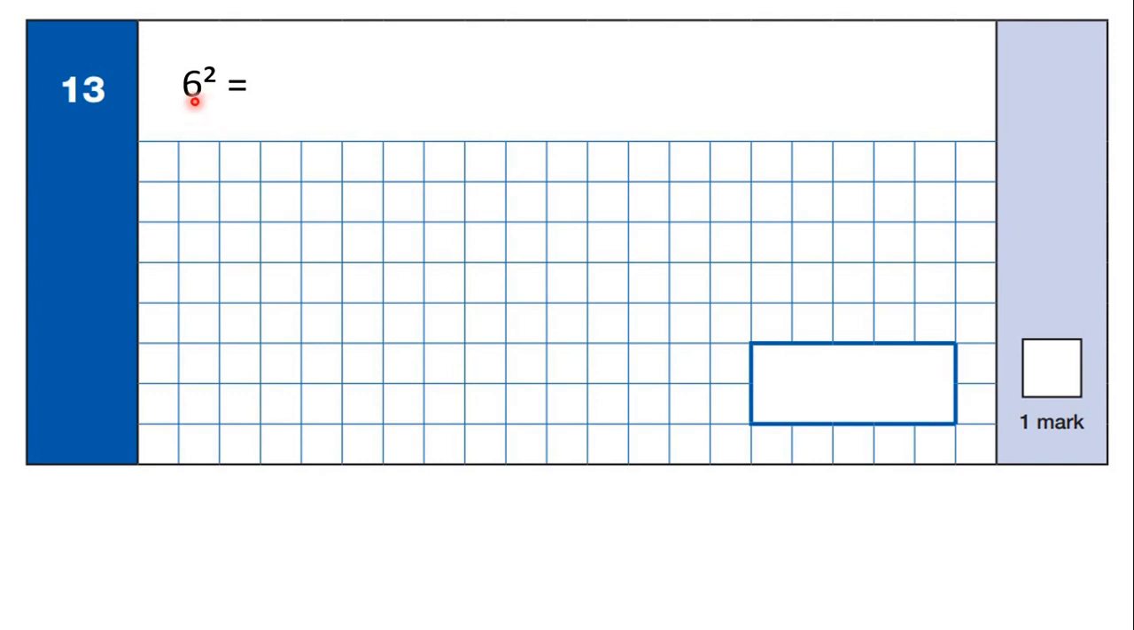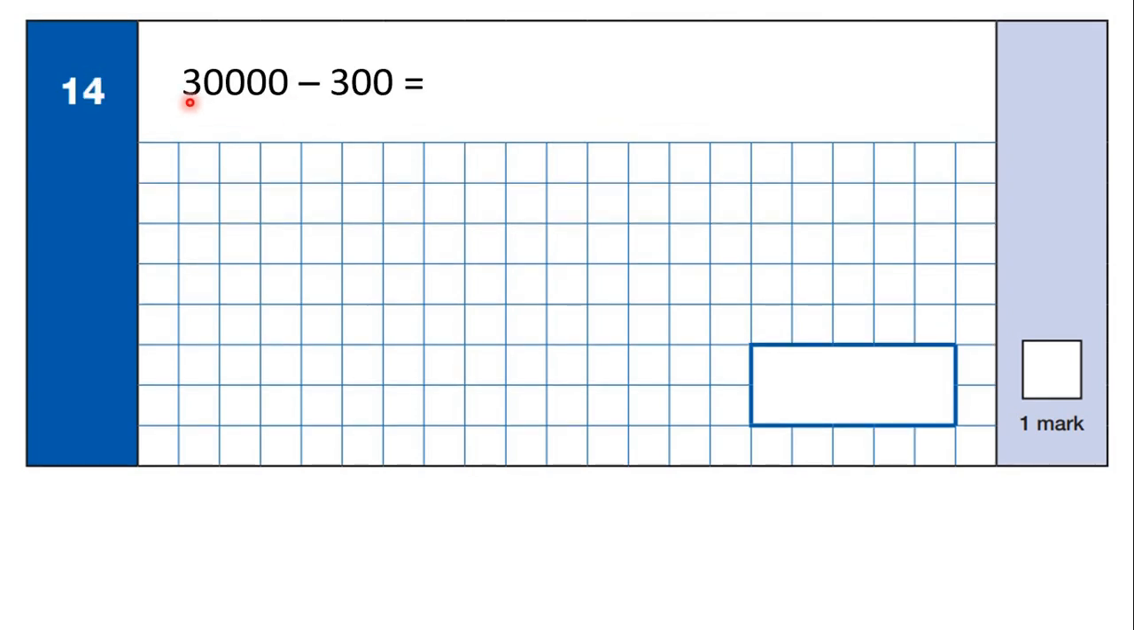Question 13. 6 squared. We need to remember that the little 2 means multiply the number by itself. So what they're really asking us here is 6 times 6, which is 36.